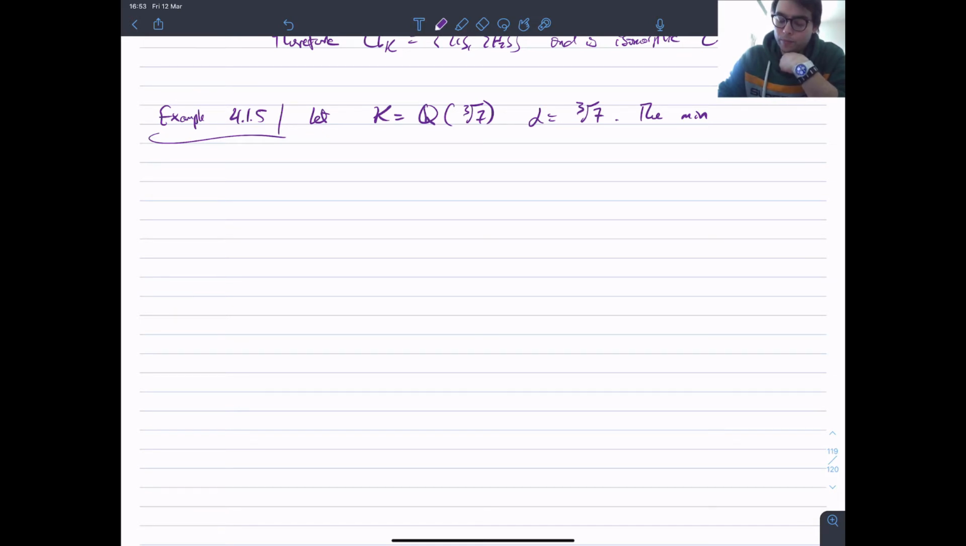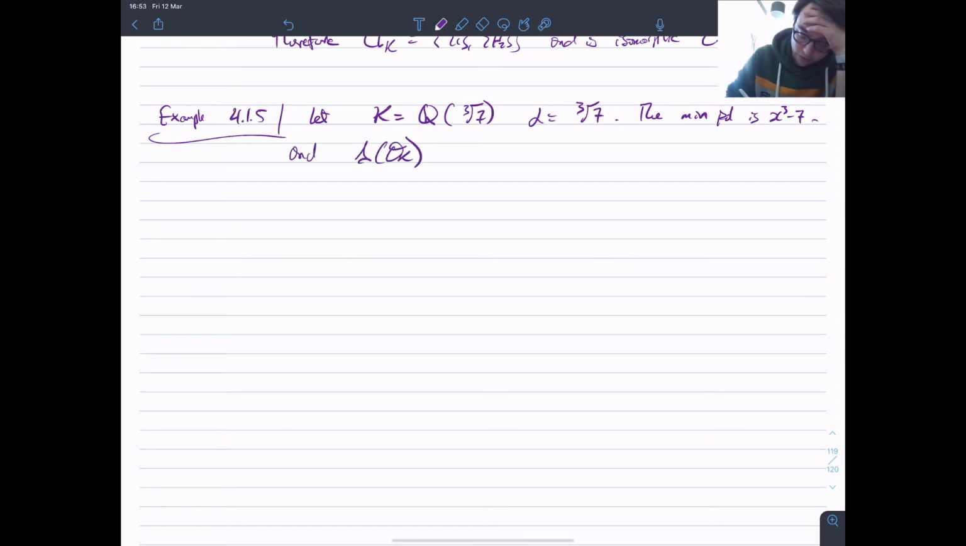But here clearly the minimal polynomial is x cubed minus 7. Obviously this is monic, and this is Eisenstein at p equals 7. Once I know the minimal polynomial, I can figure out the discriminant of the basis 1, alpha, alpha squared. This discriminant, if you work it out, is minus 3 cubed times 7 squared.